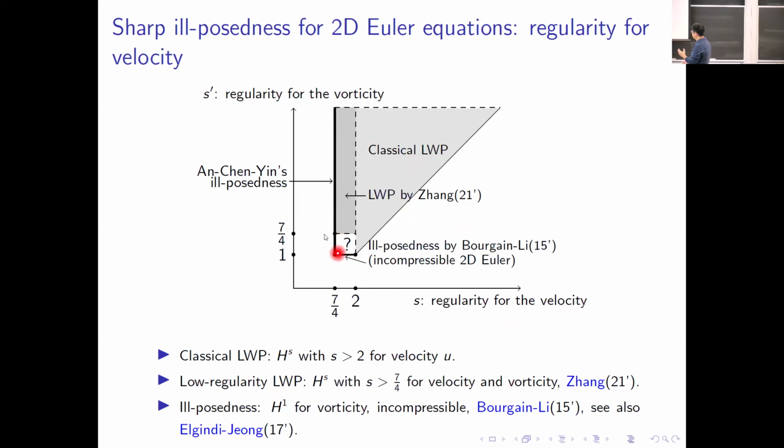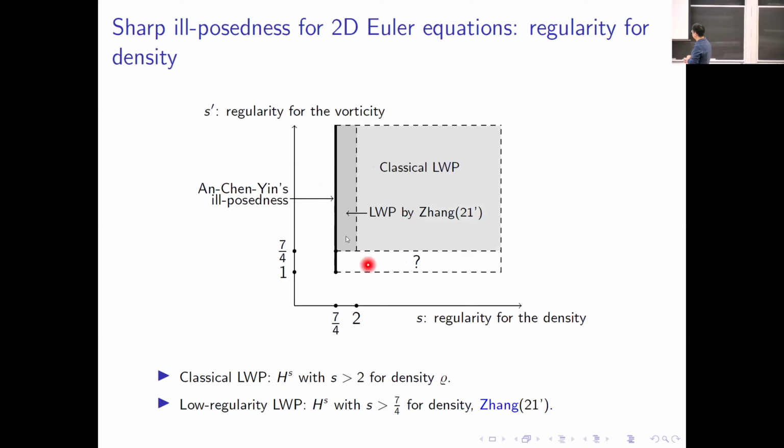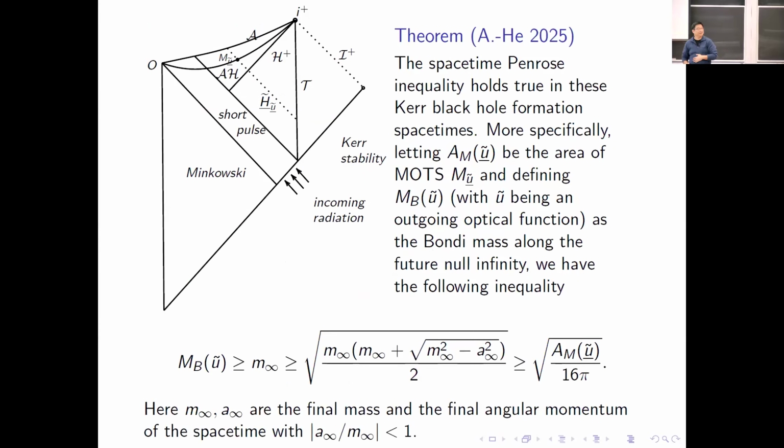If we consider the incompressible analog, this corresponds to the ill-posedness by Bourgain and also later by Jiang, who indicate there may be an ill-posedness result here, right? And this single region was claimed by Huali Zhang, and this region is still not known, right? If we consider the density and the vorticity, this is also similar. So this is our counterexample of local ill-posedness, and this is the classical result. And this region is not known. This was claimed by Zhang, right?